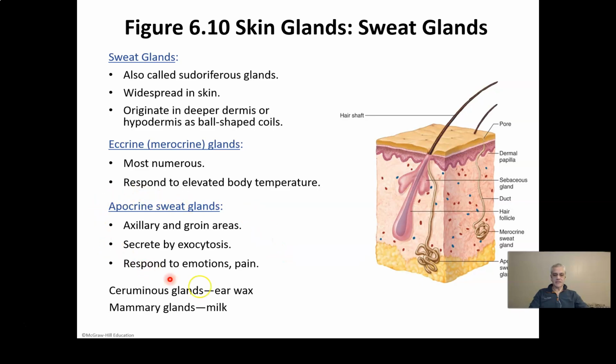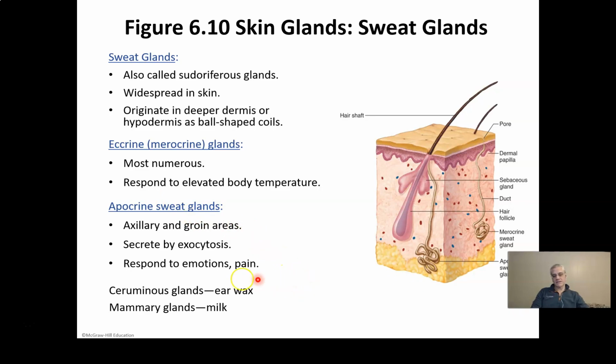These tend to have an odor associated with them, whereas most of the time an eccrine sweat gland does not have an odor attached to it. Now this is quite variable from person to person. So I can't say there's no odor, it's just not as pungent or powerful as an apocrine sweat gland would be.